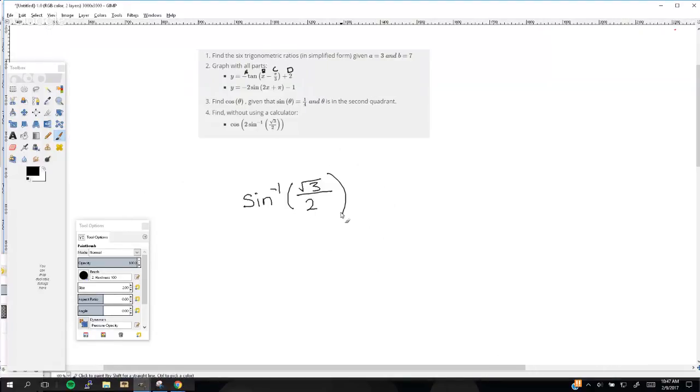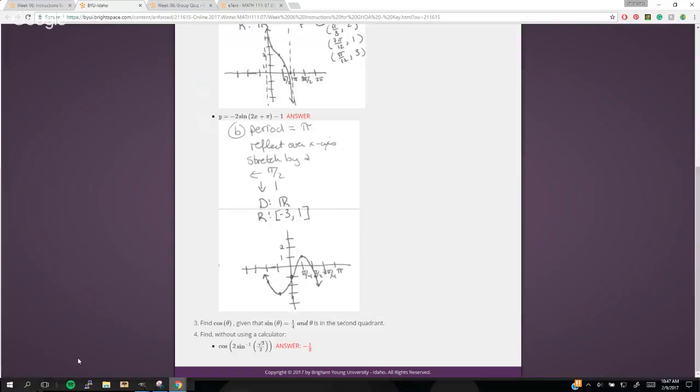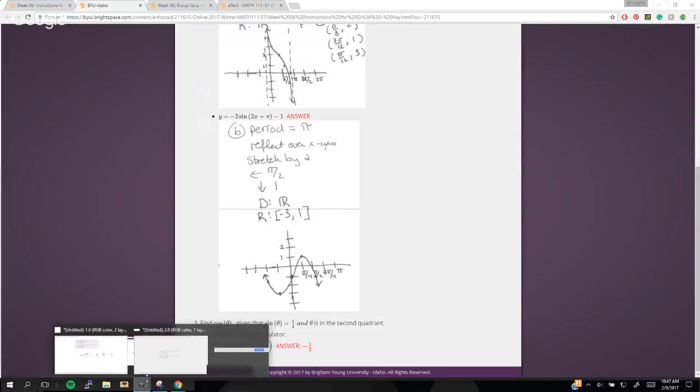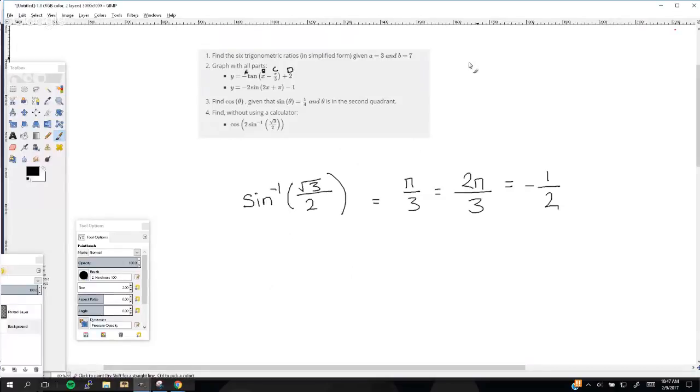This means that for this problem, the arc sine, the inverse of root 3 over 2 would be pi over 3. Yep. Pi over 3, but then you multiply that by 2, so it's 2 pi over 3, yeah? Yes. And then you find the cosine of that, which would be negative 1/2. Awesome. I think that's what he got as well, just from using the unit circle. Yeah. Cool. That one was easy. Yeah.